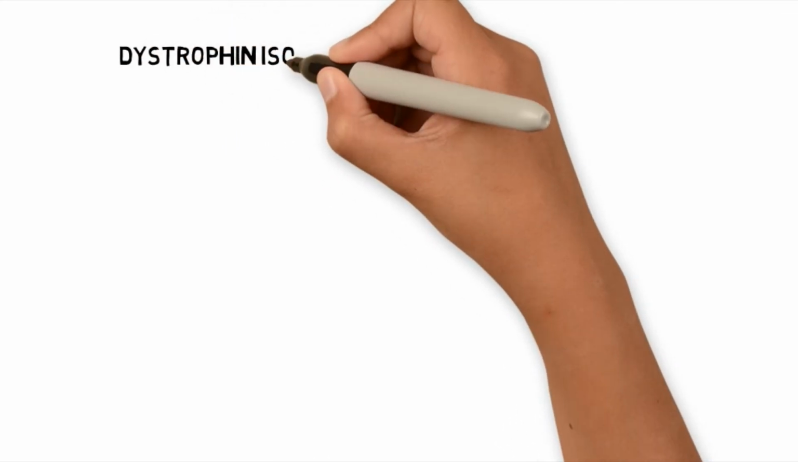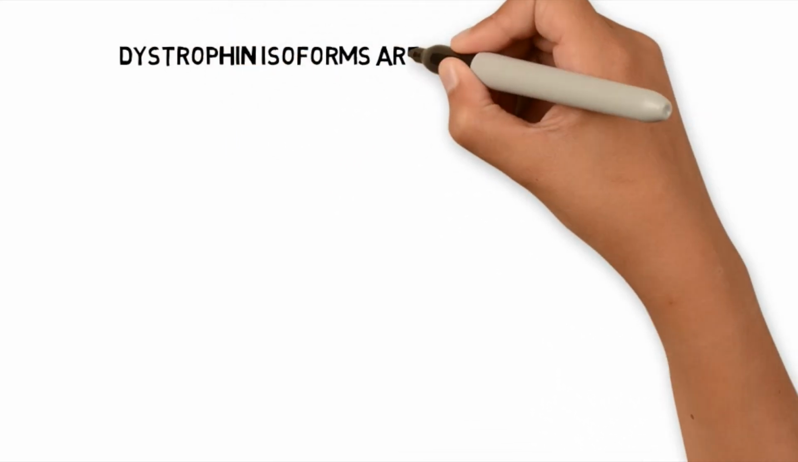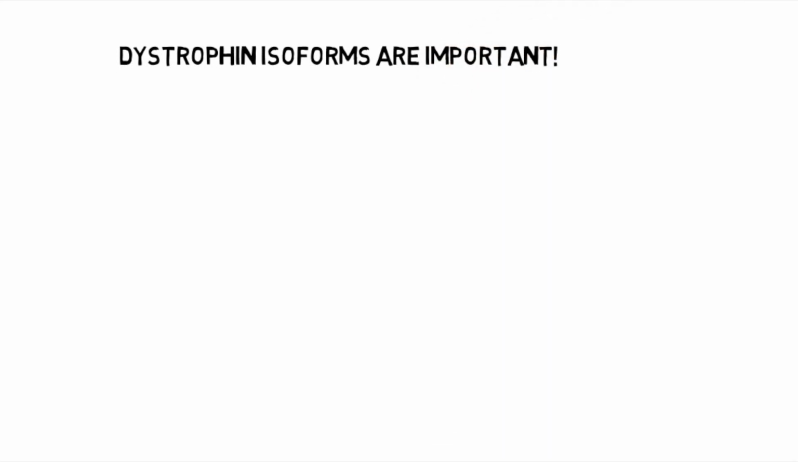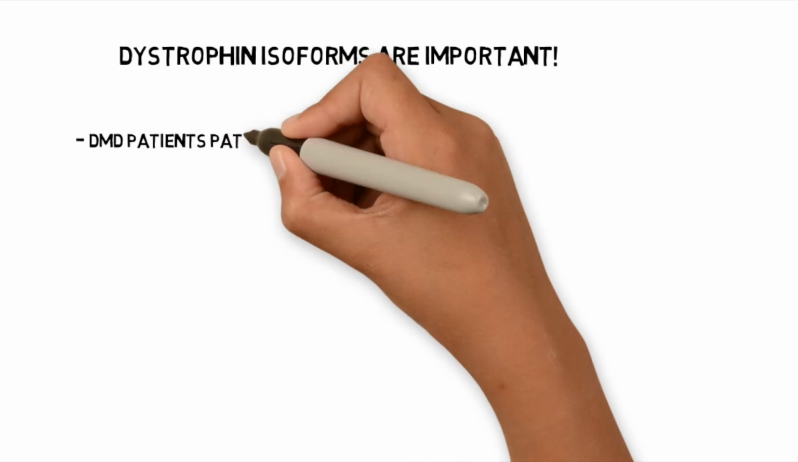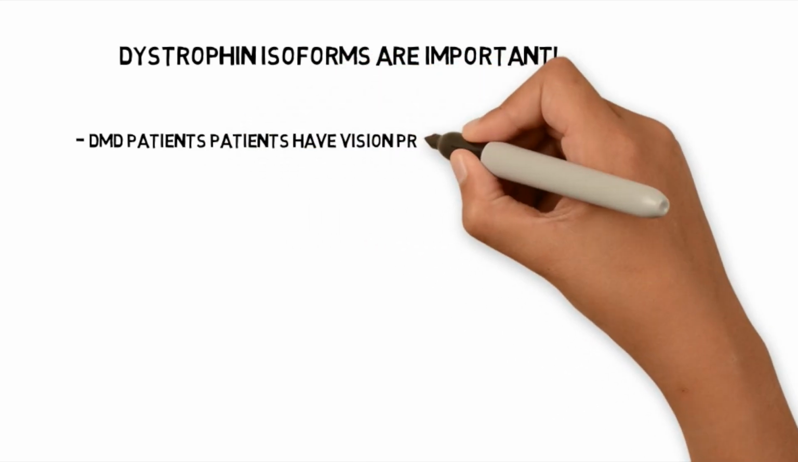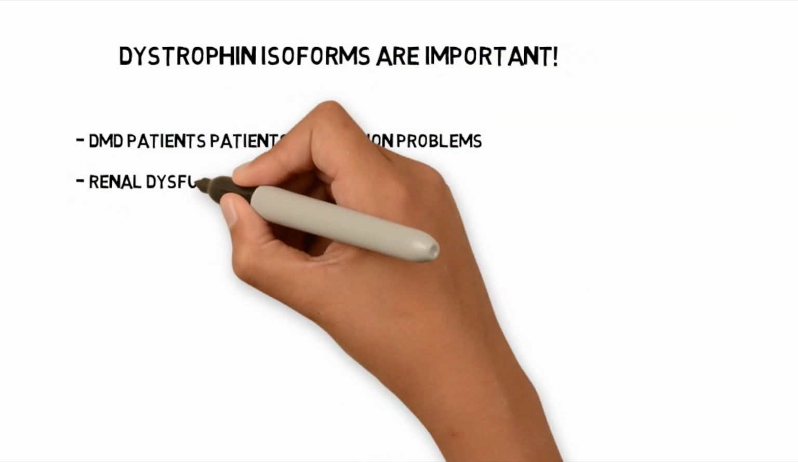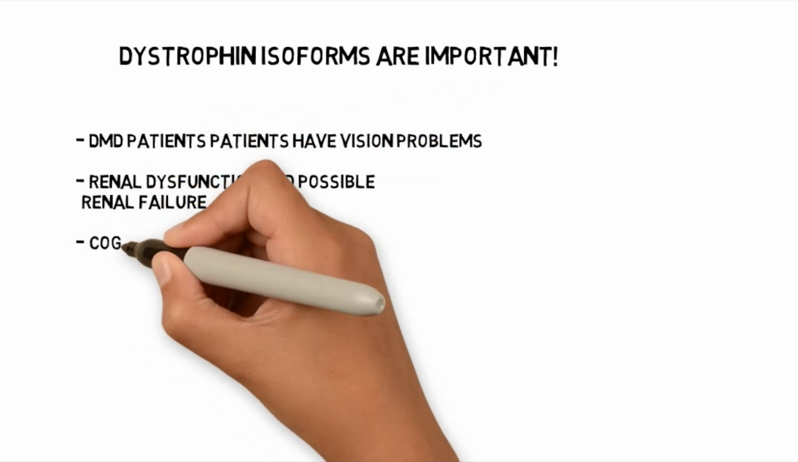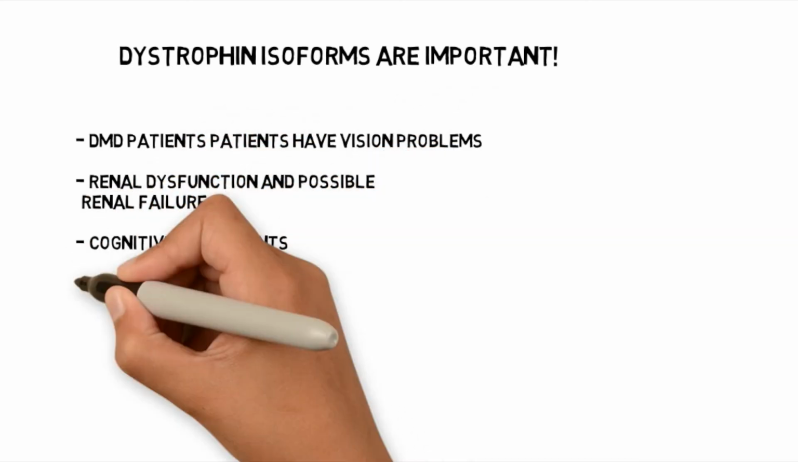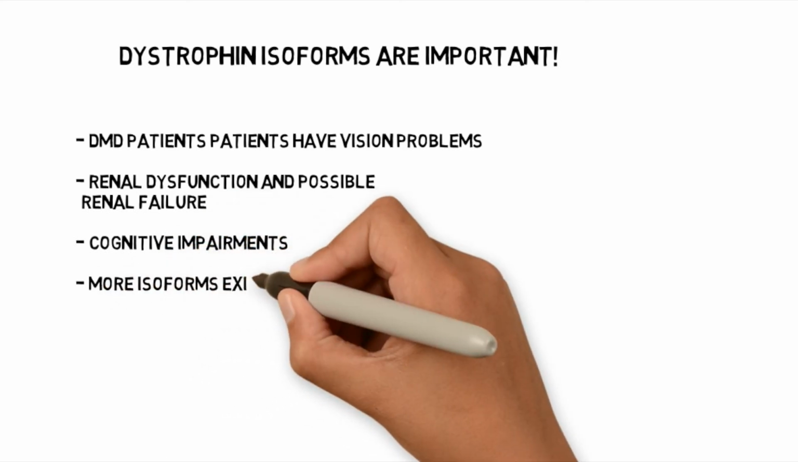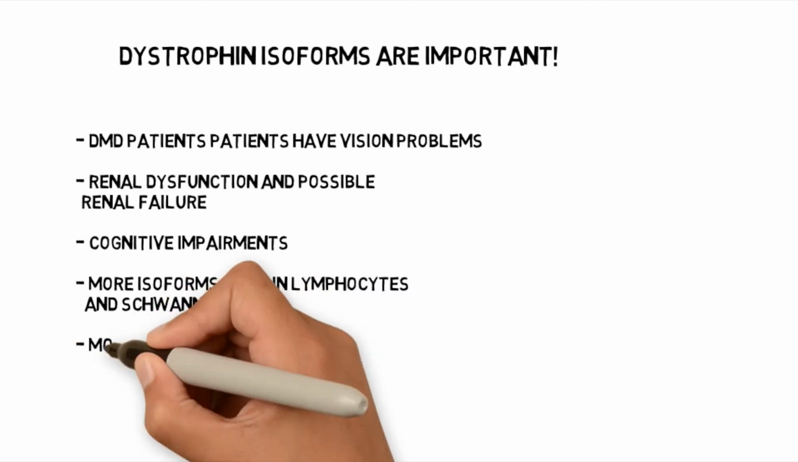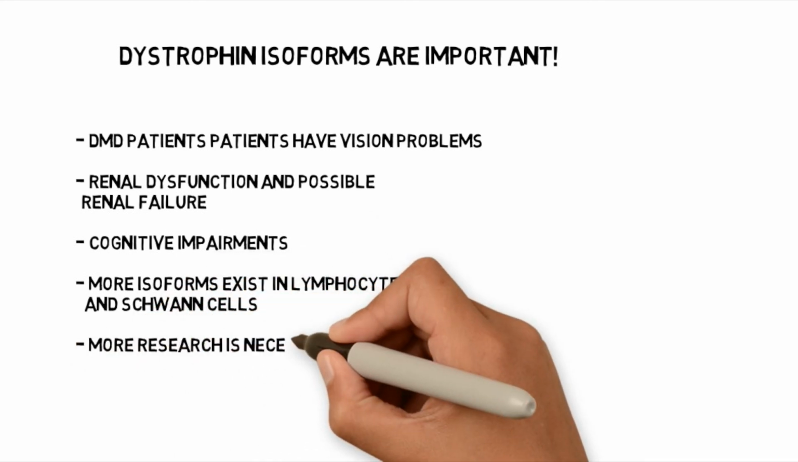In conclusion, I hope this presentation has shown that the dystrophin isoforms are also very important to the Duchenne Muscular Dystrophy disease, as it has been shown that DMD patients are prone to vision problems and to renal dysfunction and possible failure. Additionally, the brain isoforms are associated with cognitive impairments, which is very prevalent in DMD patients. Furthermore, there are more isoforms in the lymphocytes and Schwann cells that we did not get a chance to talk about, but are not as well researched and studied, and may contribute more to disease progression.